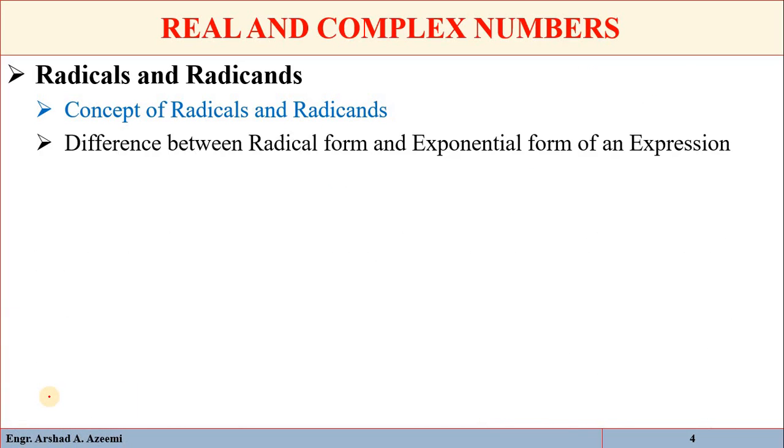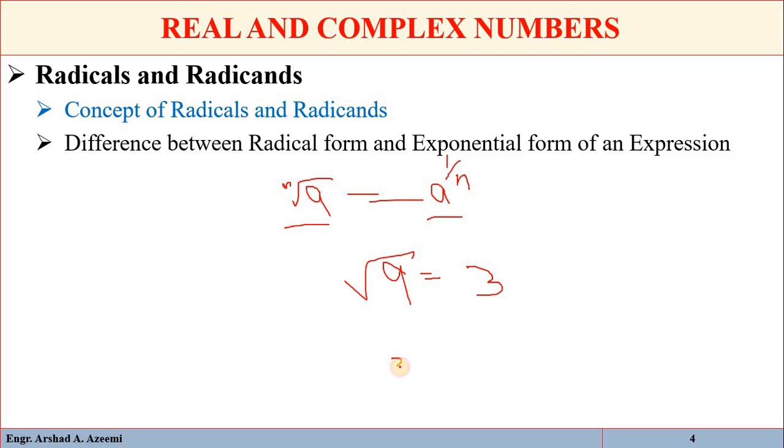Now, the difference between radical form and exponential form. If we have a real number a under the nth root, then it is equal to a to the power 1 over n. This is called the exponential form, and this is called the radical form. For example, the nth root of 3 is the radical form, and 3 squared is the exponential form of 9.